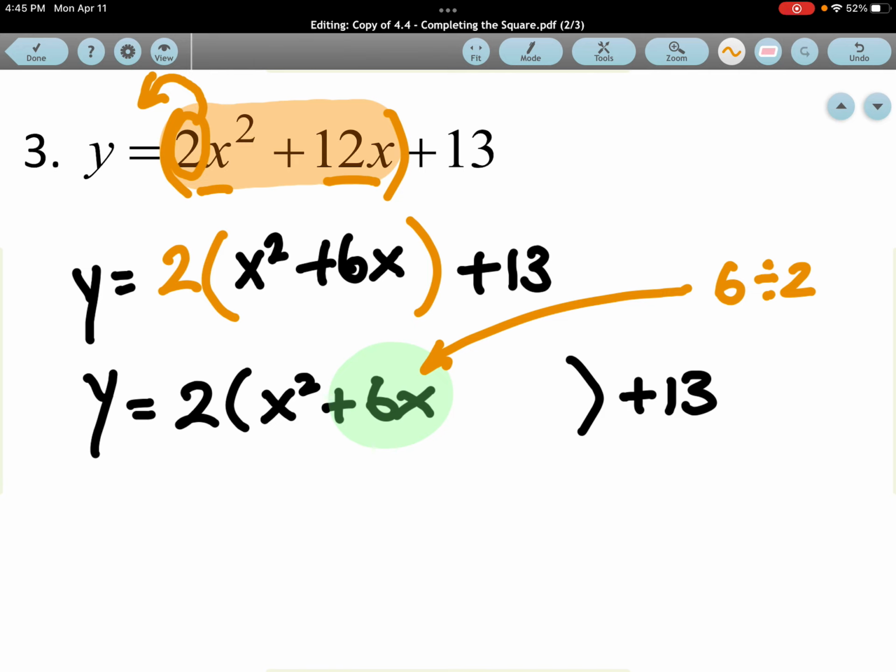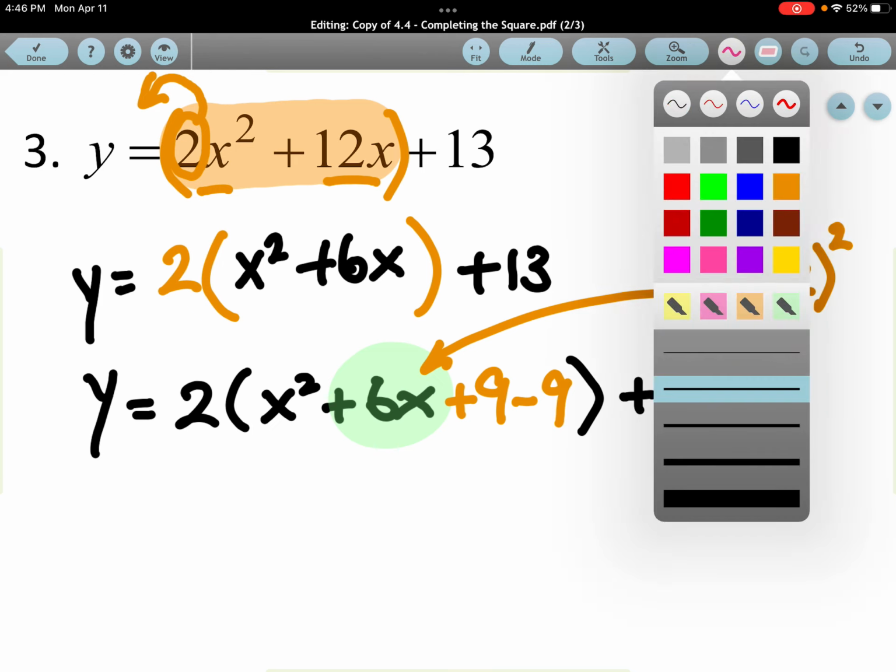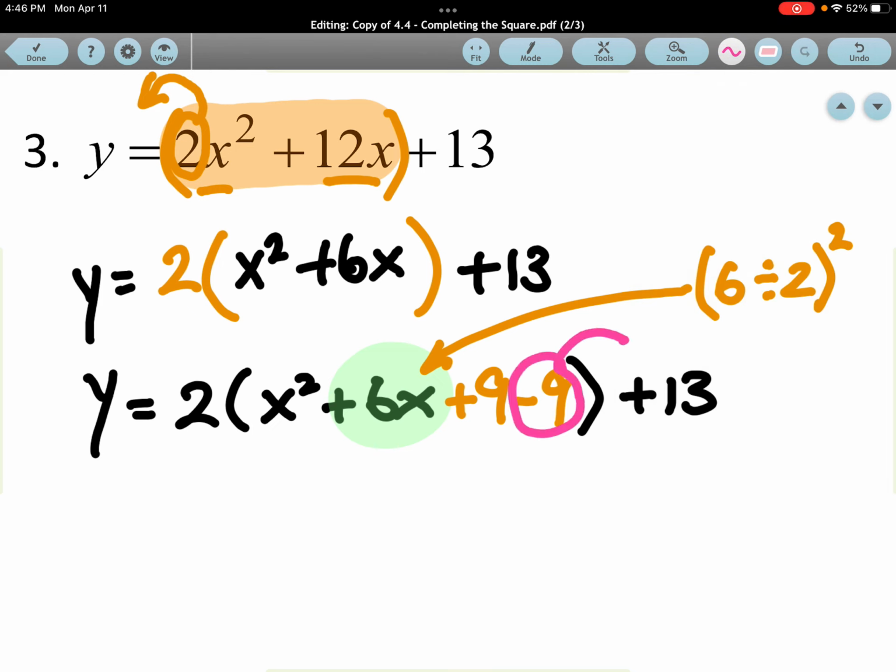So if you split it in half and then put brackets around it and square it, your answer should always be positive. So that's going to be 9. And remember that that's the one we want. We just don't want to all of a sudden add a 9 out of nowhere. You have to subtract the 9 as well. Okay, now the +9 is the one that we want. We're going to kick the one we don't want out into the backyard.